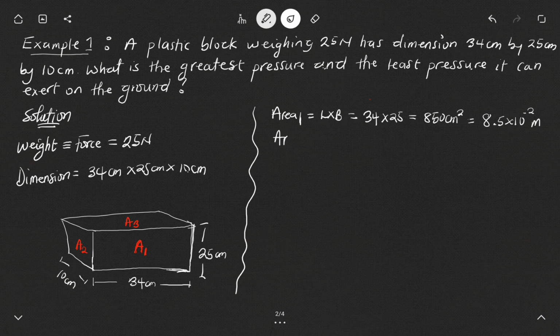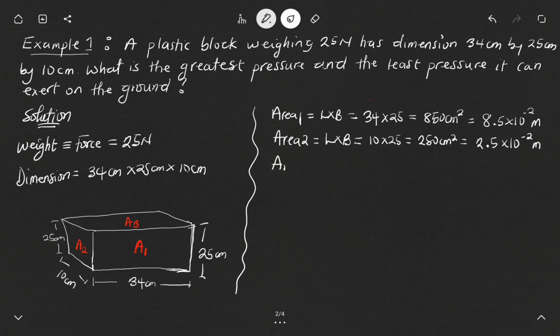So let's look at area 2. For area 2, we'll have length times breadth as usual. For area 2, we can see that the length over here is 10 centimeters. The breadth is the 25 over here, which is the 25 here as well. So we can have 10 multiplied by 25, and that will give us 250 centimeters squared. We divide that by 10,000 and we get 2.5 times 10 raised to the power minus 2 meters squared.